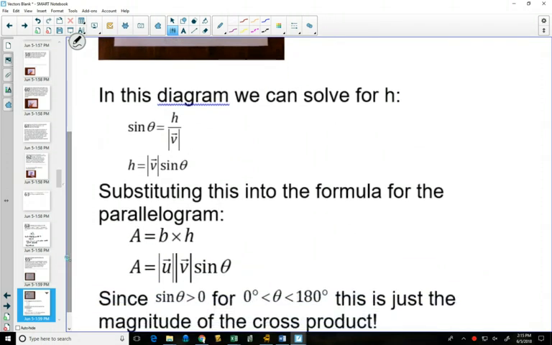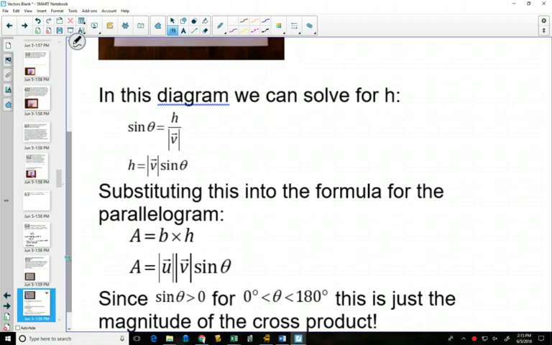And if we substitute this into our formula for base times height, we can now replace the height with v times sine theta, and we know that our base was the length of the vector u. And so our area of a parallelogram is just the length of the vector u times the length of the vector v times sine theta, which you might notice is just the beginning of the cross product without the unit vector. In other words, it's the length of the cross product.